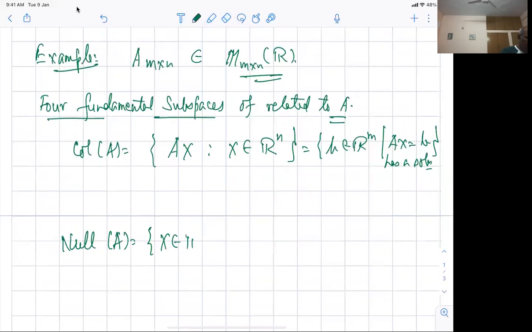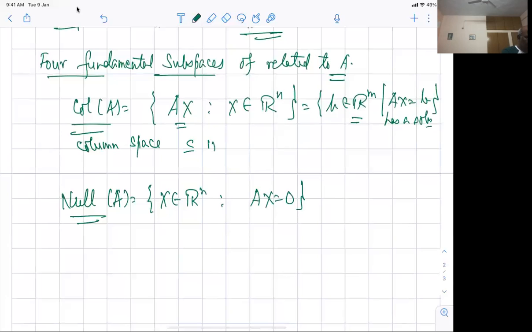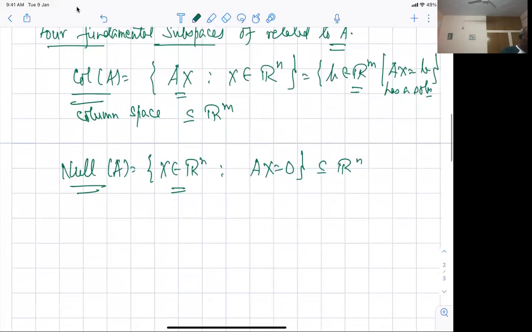all X belonging to Rn such that Ax is 0. All right. So all the elements which are being sent to the 0 vector. Fine. This is called the null space of A. This is called the column space. And the column space, if you see, is a subset of Rm, because Ax is an element of Rm. This is a subset of Rn, because I'm looking at X here. Fine. So this is A for me, this is B, this is C.